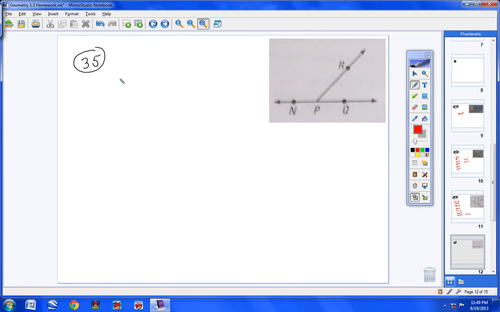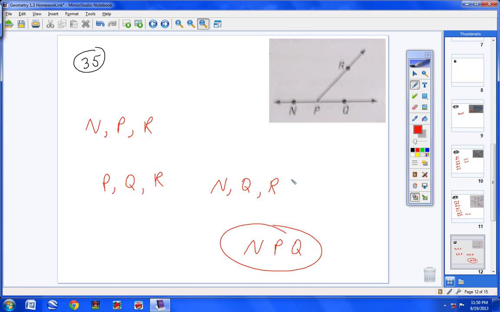All right, let's take a look now at number 35. Name 3 points that are not collinear. Well, there could be a lot of answers, but N, P, and R, or P, Q, and R, or N, Q, and R. Any of those answers are sufficient. What you could not put is N, P, and Q, because those 3 points are collinear.